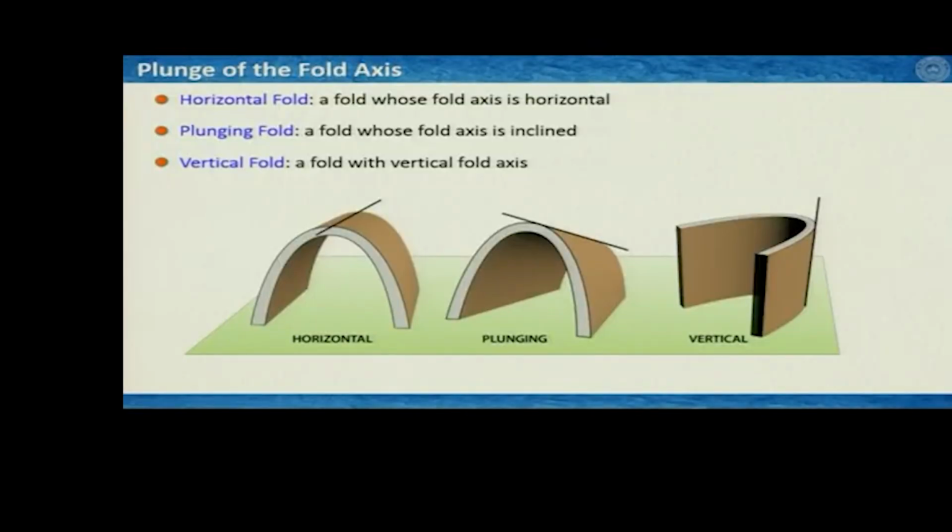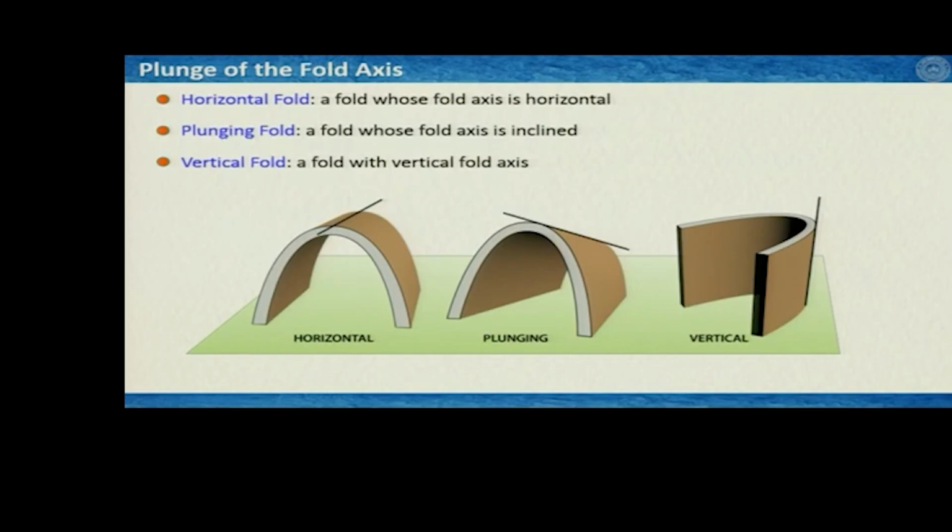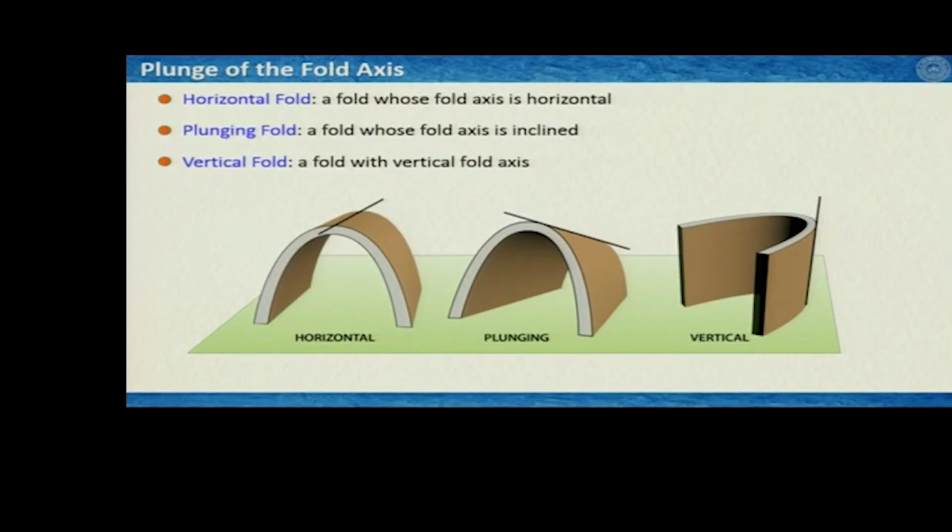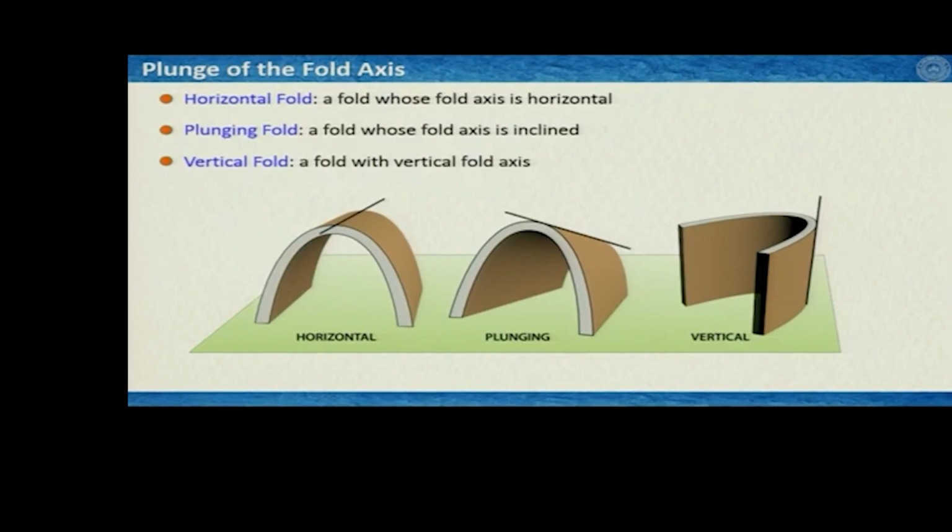Now, we will see how to classify the folds based on the plunge of the fold axis. In this section, we have three different types of folds. One is horizontal fold, another is plunging fold, and third one is vertical fold. As the name suggests, a fold is horizontal if the fold axis is horizontal, that means it does not have any plunge, so plunge is close to 0. A vertical fold, I am taking the third one after that, is where the fold axis is vertical or close to 90 degrees, and anything between horizontal and vertical is known as plunging fold, or a fold whose fold axis is inclined.